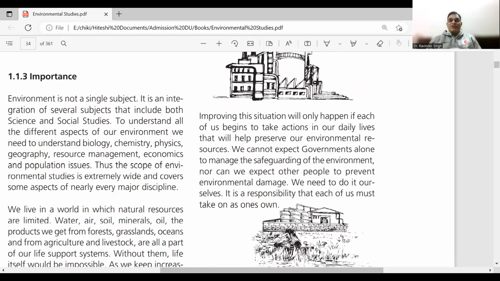Improving this situation will only happen if each of us begins to take action in our daily lives that will help preserve our environmental resources. We cannot expect government alone to manage the safeguarding of the environment, nor can we expect other people to prevent environmental damage. We need to do it ourselves. It is a responsibility that each of us must take on as our own.